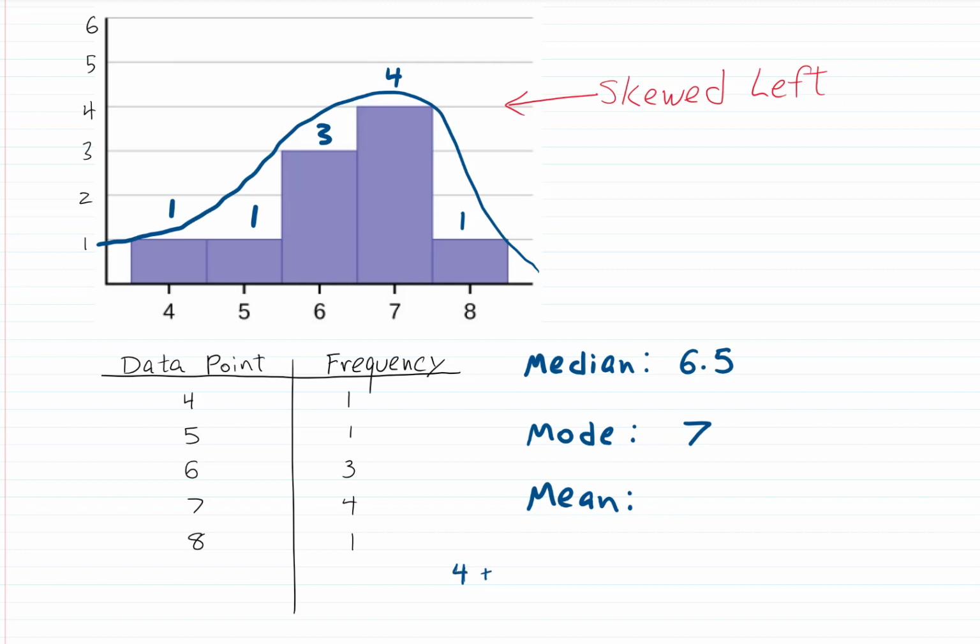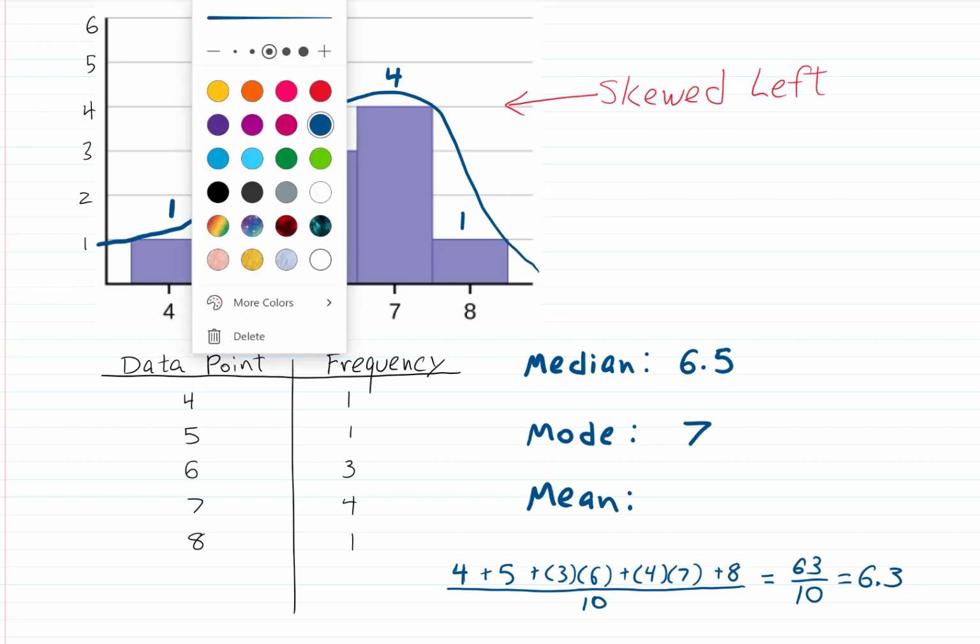And there's a 5. And there's 3 6s. And there's 4 7s. And there's an 8. For a total of 10 numbers. Okay, so let's add that up on top. That comes out to 63. And when we divide that by 10, we get 6.3. So that's the mean.